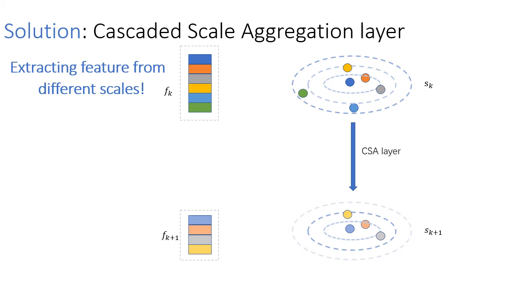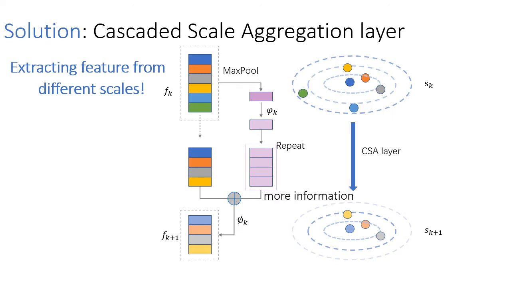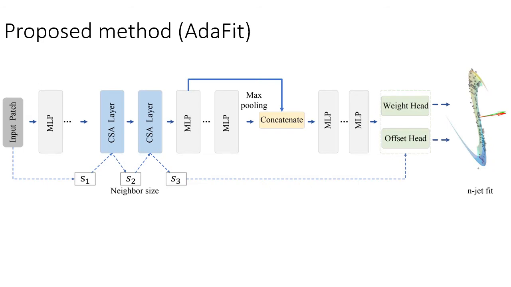The CSA layer uses features from a larger scale to help the feature extraction at the current smaller scale. The final fitting only uses the points from the smallest scale. In this case, the large scale provides more information of the underlying surfaces, while the small scale includes the most relevant points for the surface fitting. Thus, the proposed CSA layer enjoys the benefits from both the large scale and the small scale, which results in an accurate surface fitting. Based on the CSA layers, we design our AdaFit network.